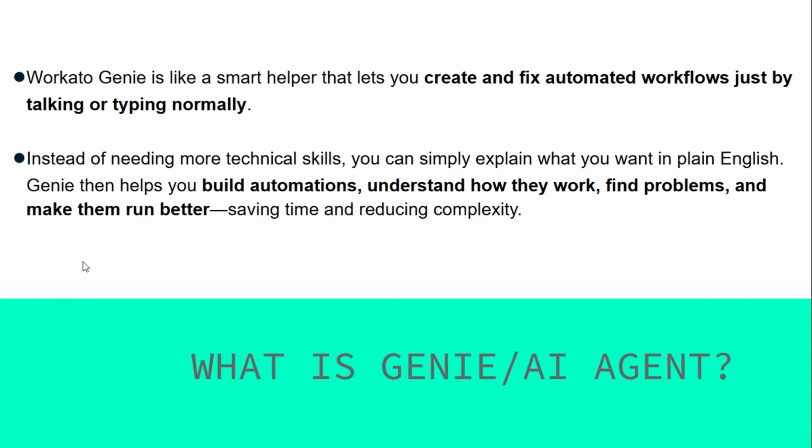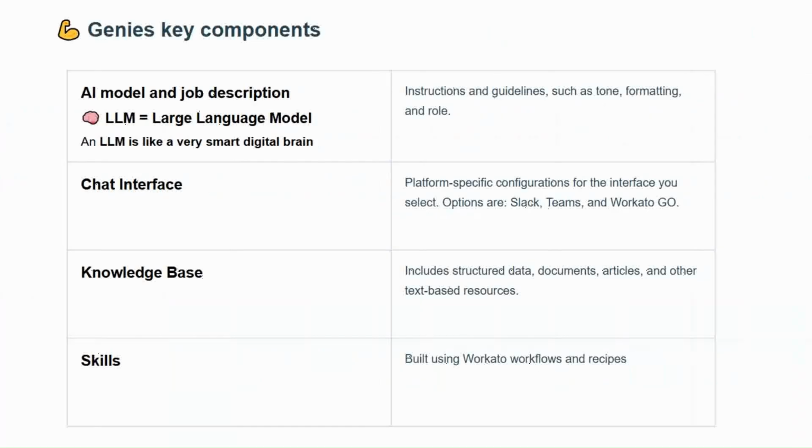Instead of needing technical skill, you can simply explain what you want in plain English. Genie then helps you build automations, understand how they work, find problems, or make them run better. For example, you're saving time as well as reducing the complexity of the workflow with the help of Genie.